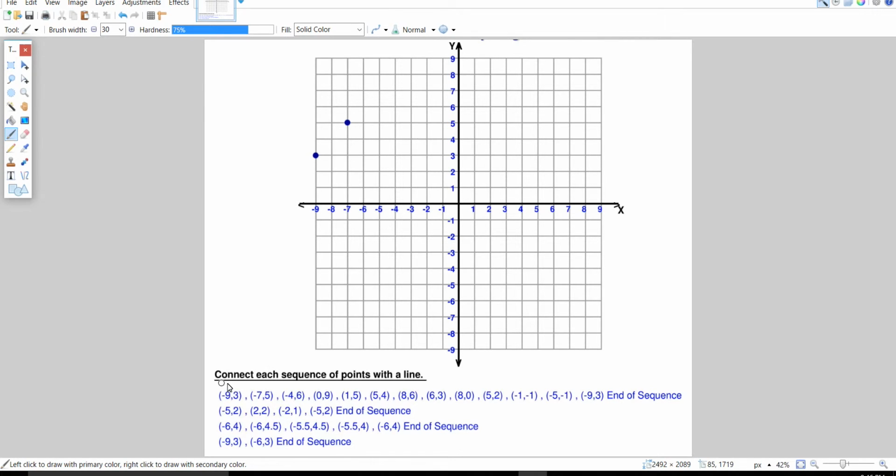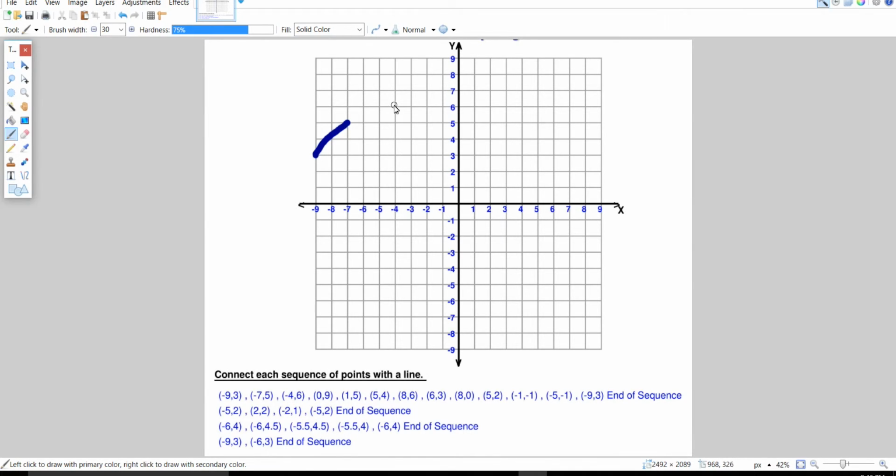Well, it said up here, connect each sequence of dots with a line. What it wants us to do is take a line and draw between the 2 points that we have so far. And that's all we're going to be doing for every single sequence of points. Next up, negative 4, 6.